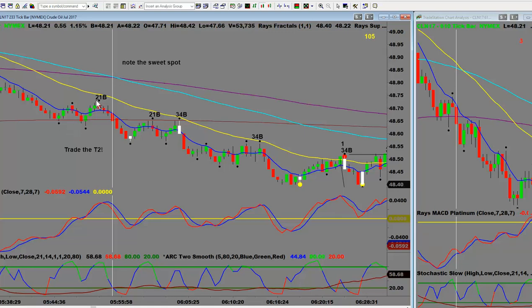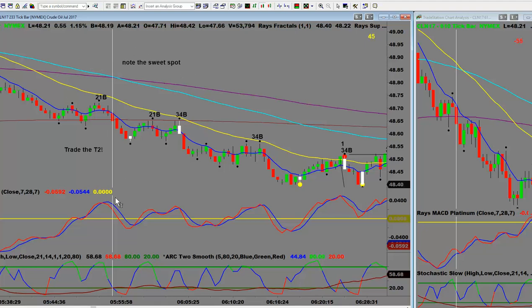Because by the time you get stopped out of your counter trend trade, the with trend trade is already well underway. So if you want to be seriously wealthy from trading, stick with the trend trades until you're consistently profitable. Anyway, going on a bit of a rant there, but I just wanted to mention that. So note the sweet spot.